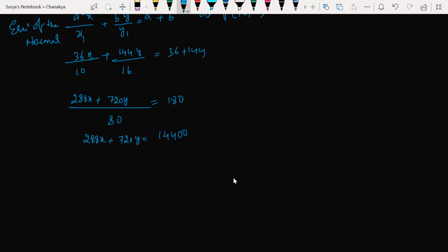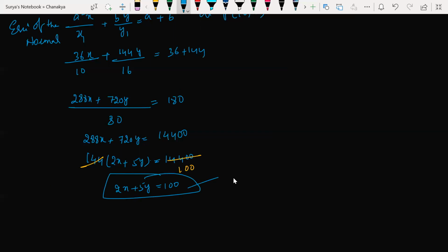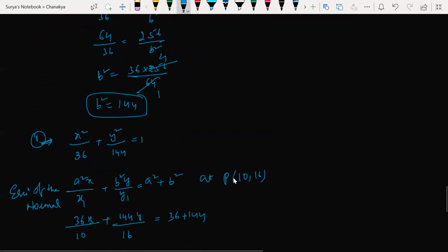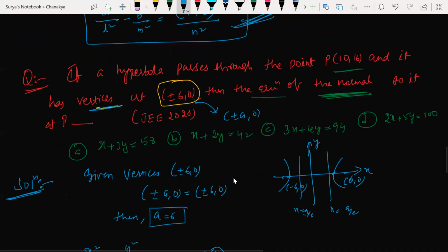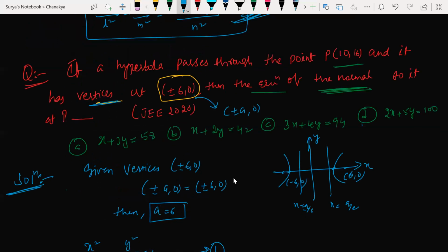So what can we take common? 144 can I take common? 144. So 2x plus 5y. Okay? So 5y is equal to 144 00. So now look at it, 144 100 times. So what can I write now? 2x plus 5y is equal to 100. Okay people, this is my normal equation going to be. Is the option available or not? Option 2x plus 5y. Option D is correct.